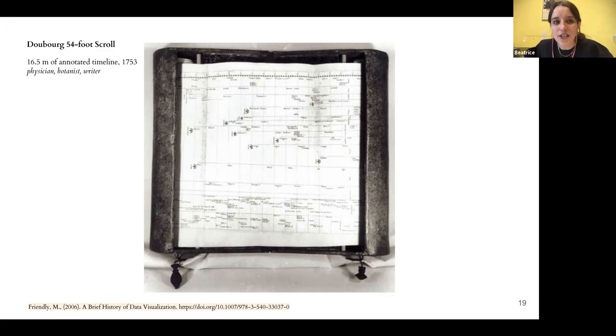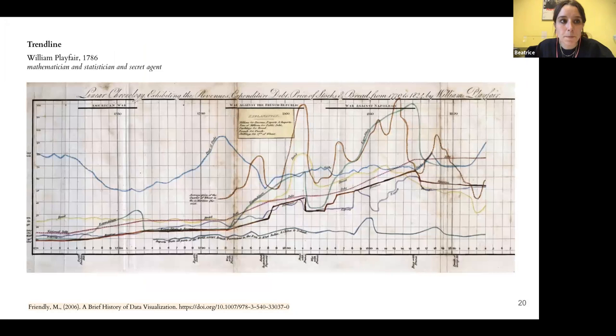And this visualization is like a paper that the users can scroll. Let's imagine that we have a scrolling website. This is the ancestor of a scrolling website. And here the timeline of all the history of the world is depicted. The author of this visualization was Dubourg, who was a physician, but also a botanist. So he had a very specific domain.